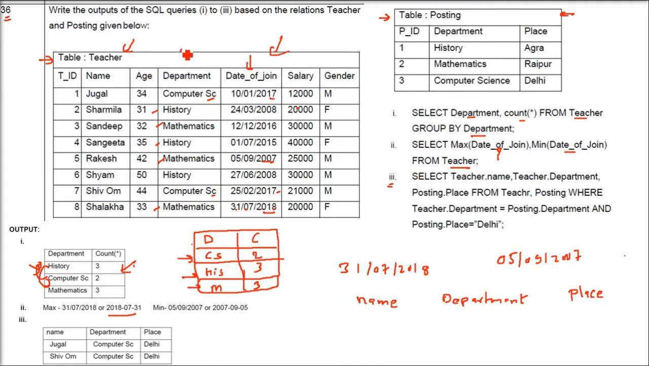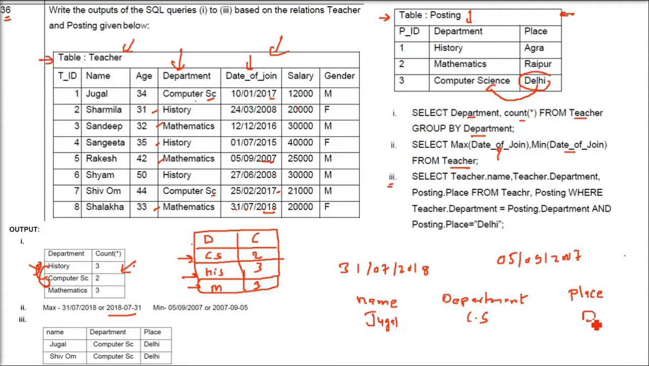Where teacher.department and posting.department have to be equal, and posting.place is Delhi. So in this table, posting, which is the posting place for Delhi? Posting is Delhi, so it is computer science relating to it. This Delhi is computer science. Delhi takes us back to computer science, and computer science takes us back to the names. So only computer science names you have to write.